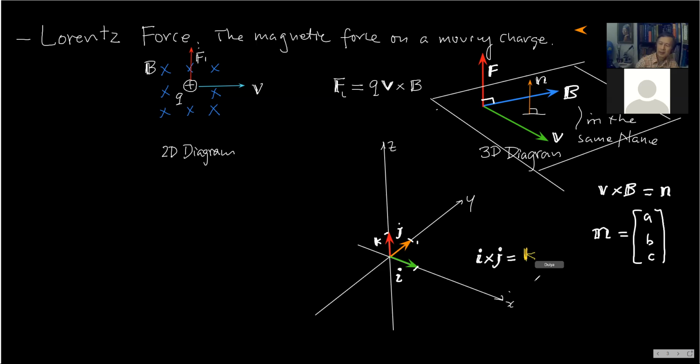Okay, one more exercise. How about I cross product K? What is the direction of this cross product? I cross K. You use your right hand, go to the I direction, and then turn your forefinger naturally toward the direction of K. The thumb will give you the direction. Yes, negative J. Can you write it down? Negative J, yes.